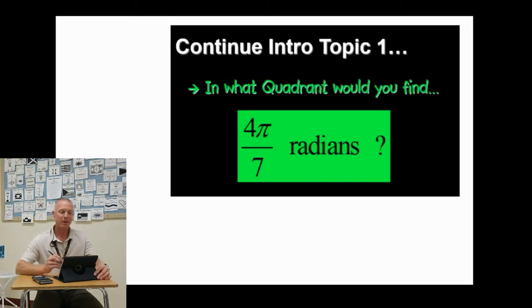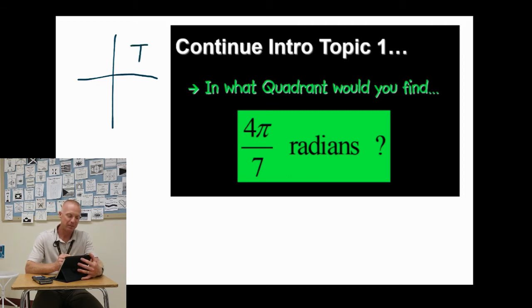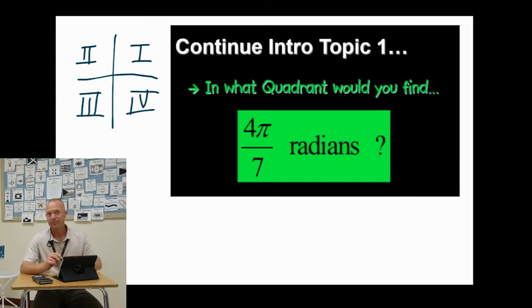Now, if the only thing that's hanging you up is simply remembering the quadrants, then let me remind you that this is quadrant 1, 2, 3, and 4. So it's time to pause the video, see if you can maybe make a good guess, or better yet, come up with a method to determine the location of 4 pi over 7.